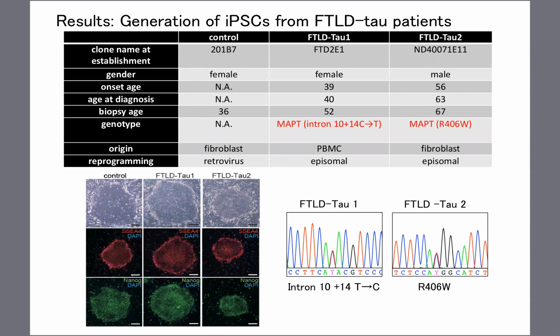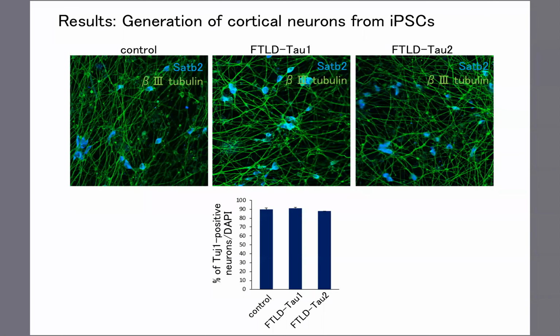We generated iPS cells from FTLD patients with an intron or exon mutation. These patients presented with FTLD. We established FTLD models using neurogenin 2 induced direct neuronal differentiation from FTLD patient iPS cells with intron or exon mutations. This direct conversion method gave us a robust amount of cortical neurons.